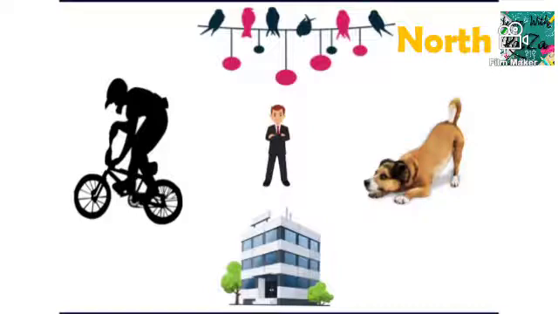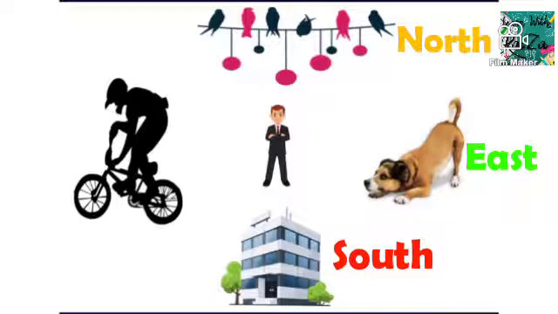Likewise, the building is to which direction of the man? Yes, the building is to the south of the man. The dog is to the east of the man, and the boy riding the bicycle is to the west of the man. So this is how we describe objects in terms of direction. In other terms, we can tell that the man and the bird both are to the north of the building. So we can say that the man is facing the south direction. So this is how we describe the objects using directions.